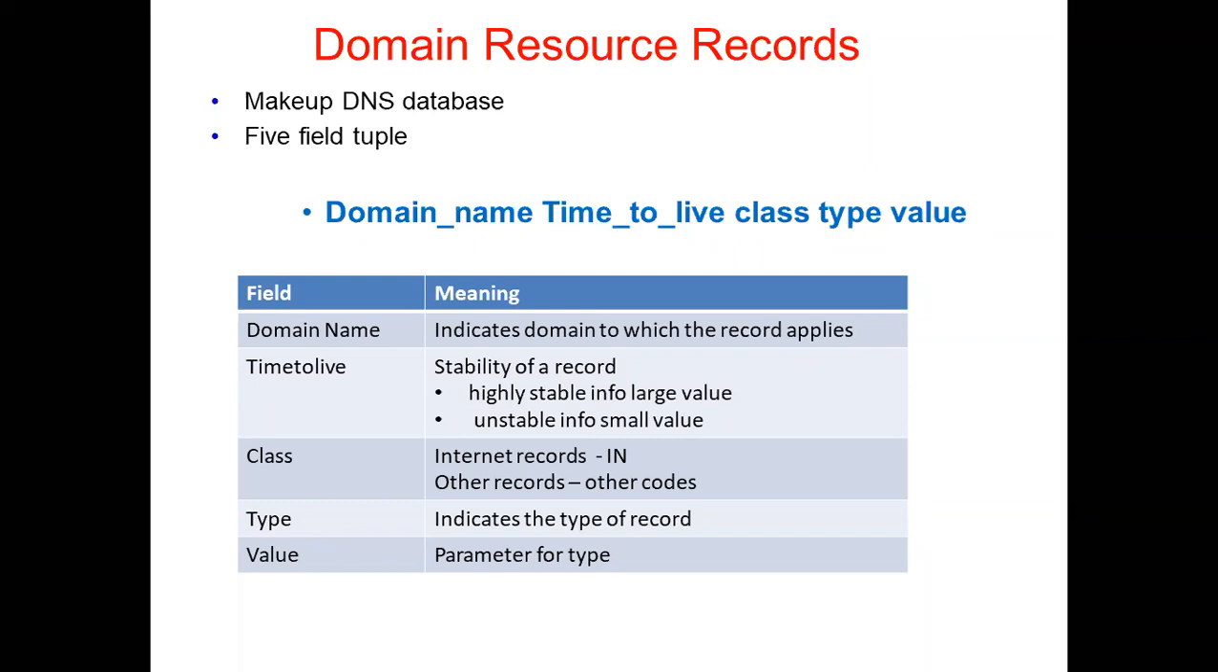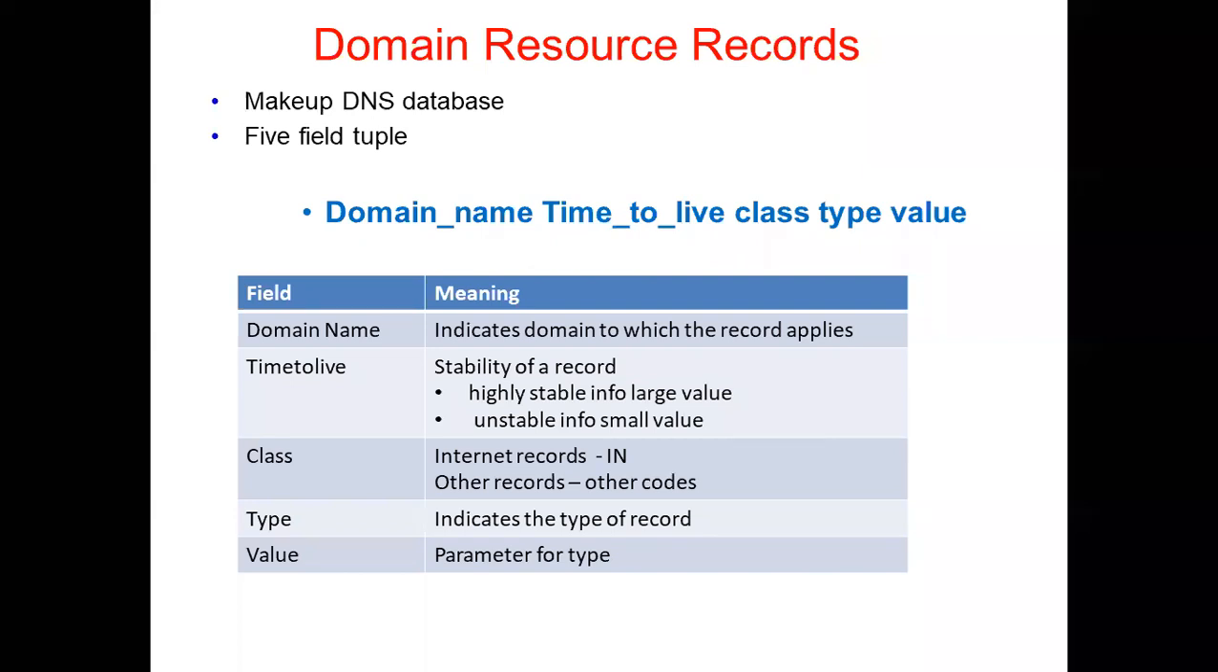So we must know what is meant by domain resource record. Now I told you, domain name system maps a host name to its IP address. So mapping means we send a query and we get the answer in return. This answer that we get in return is called a domain resource record.